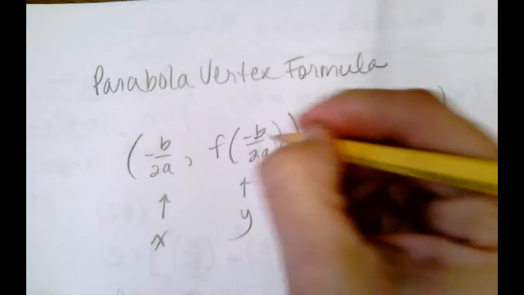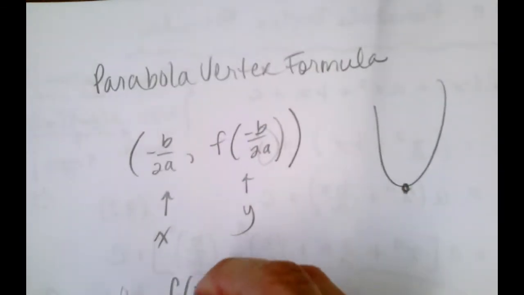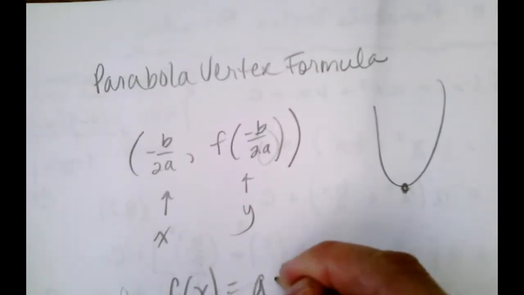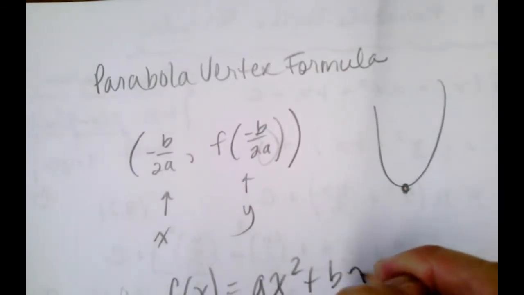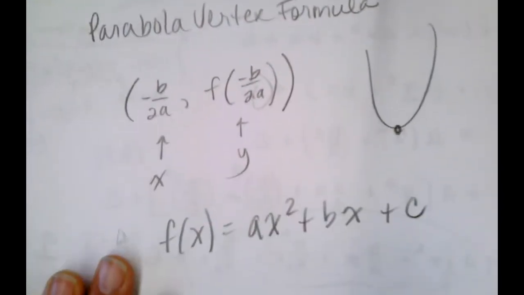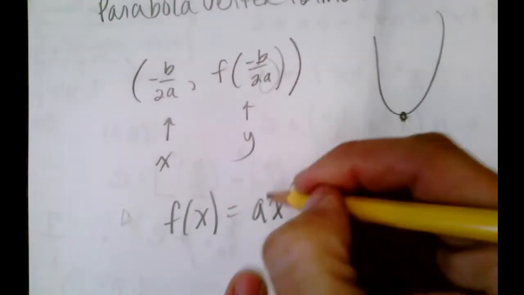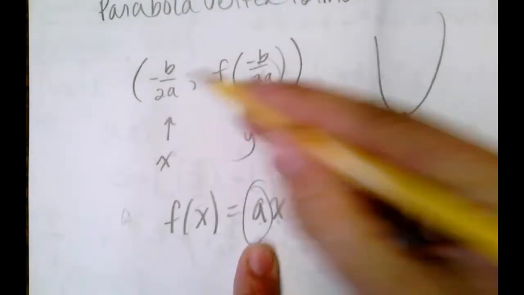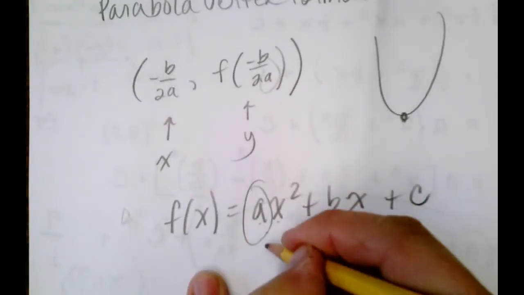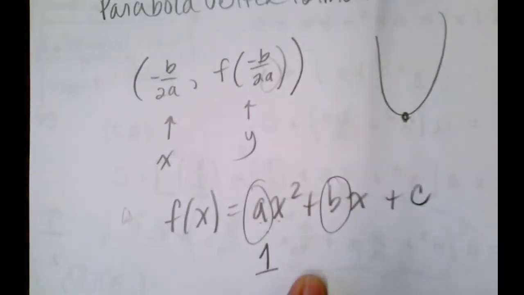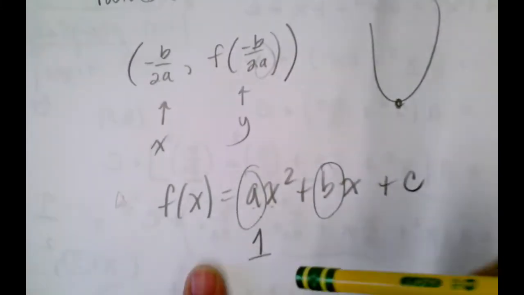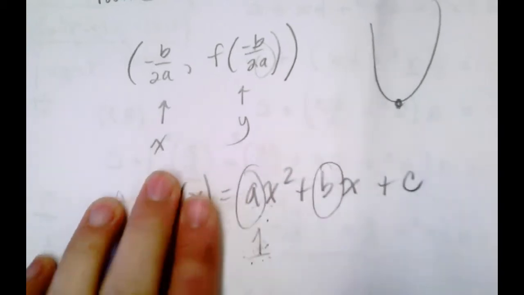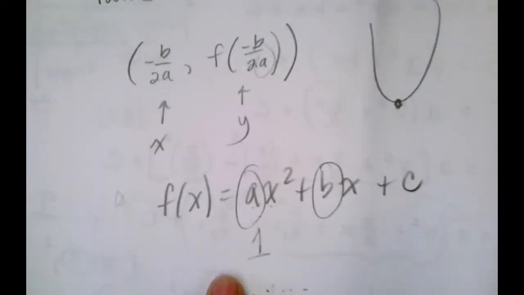So a and b come from ax squared plus bx plus c. So this number out here is your a. If there isn't a number, remember it's 1, and your b, and if there isn't a number, it's 1, okay? But those are what you use in there.